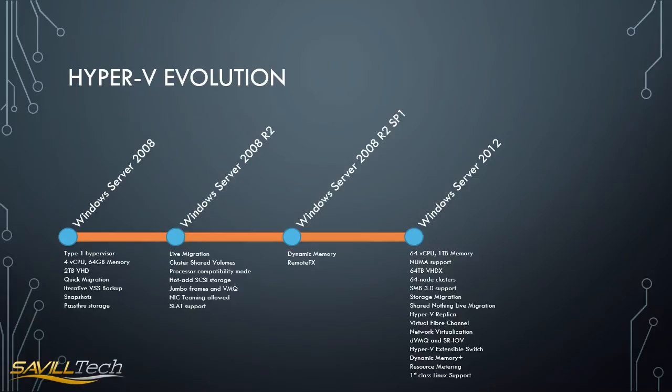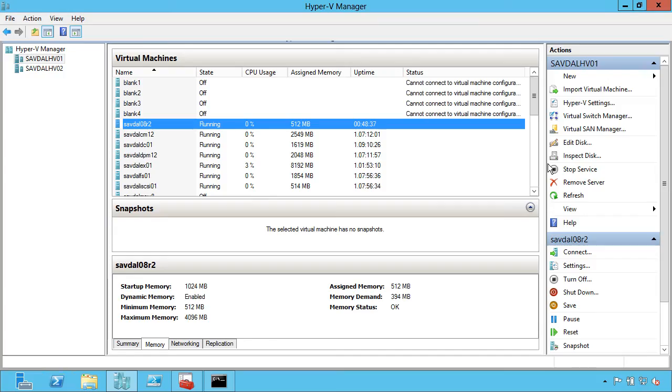Storage migration was added. The idea that I can now move the storage of a virtual machine with no downtime to the virtual machine. So I can move it from a direct attach to an SMB share to a SAN, no downtime whatsoever.